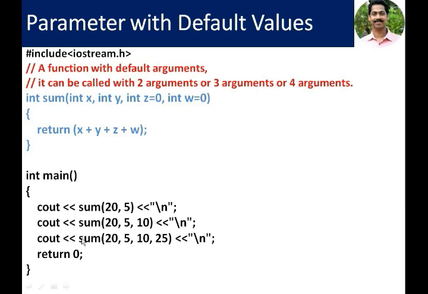And coming to the third statement, we are passing 4 parameters to the function. That means x, y, z, w, all these variables get values during the function call. There is no default value for any variable in this case. So all these numbers will be added and returned to the main program. So 20 plus 5, 25, 35, 40, 60 will be printed at this location, and return 0. So this is a simple example for parameter passing with default values.